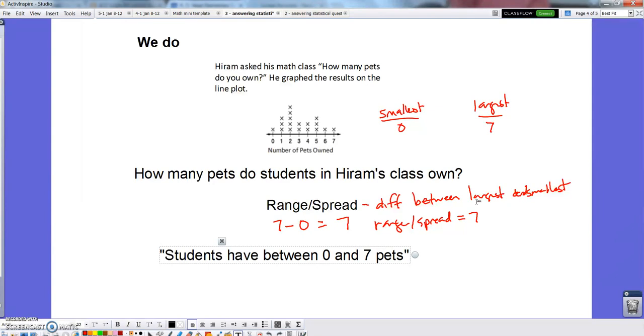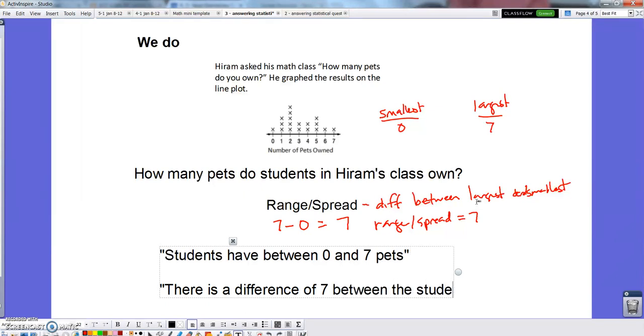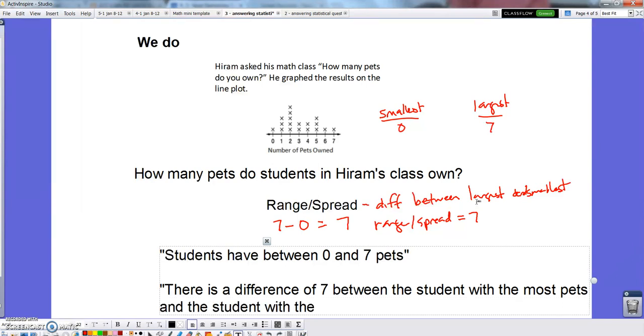And another way you could say it is there is a difference of 7 between the student with the most pets and the student with the least, or the fewest. That's another way you can answer that question. So that all has to do with the range.